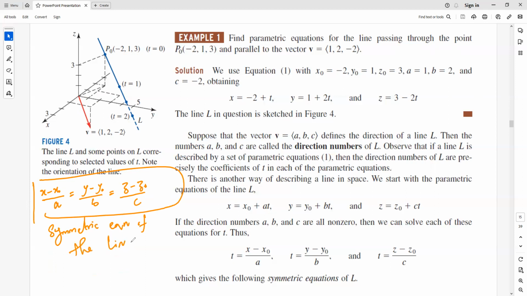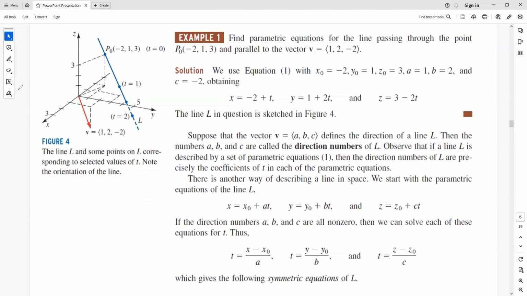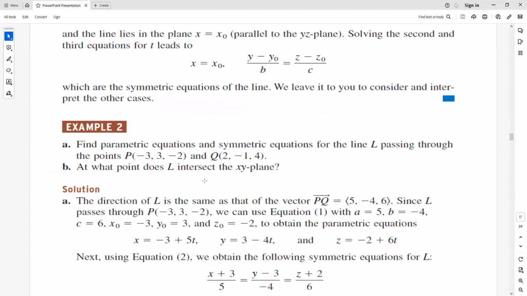Okay, so now we have two representations. One is parametric and the second is symmetric, right? So it depends on the question, what we need to find. In this example, they have asked us to find the parametric and symmetric equations, so we need to find both for the line L passing through the points P and Q.